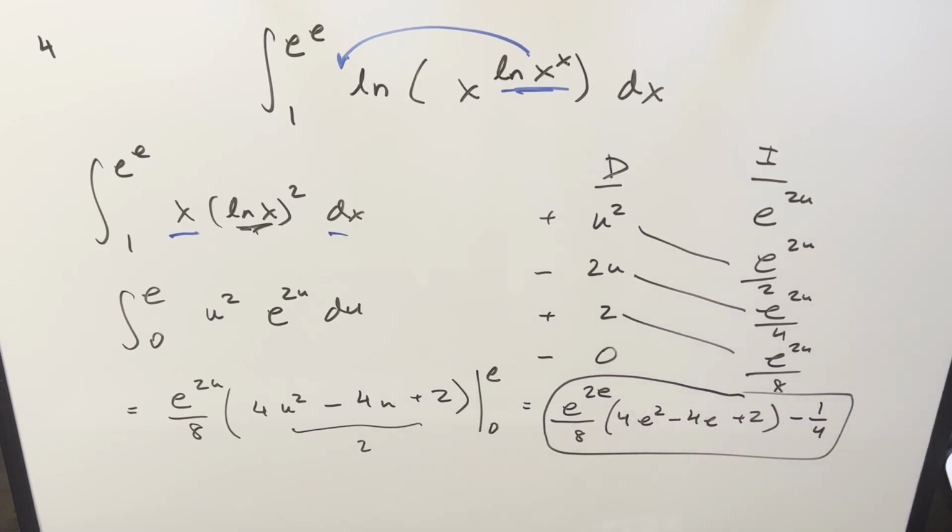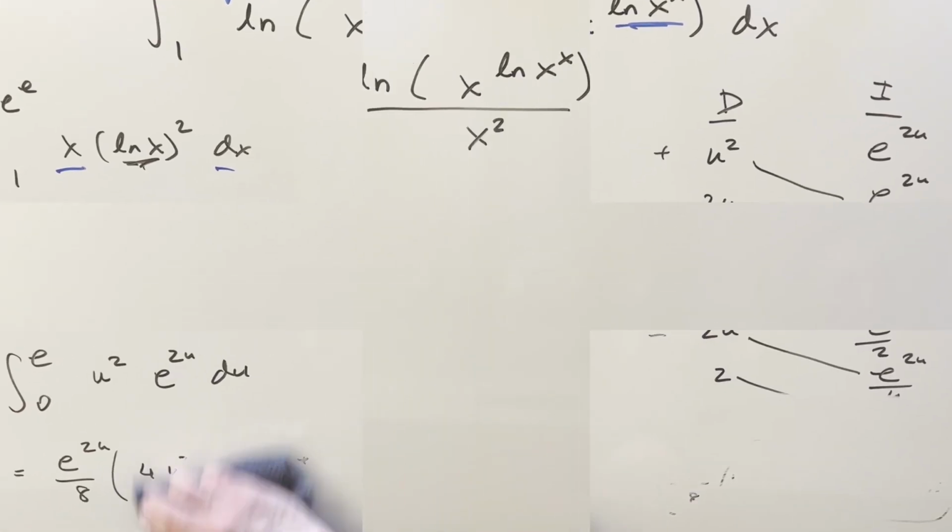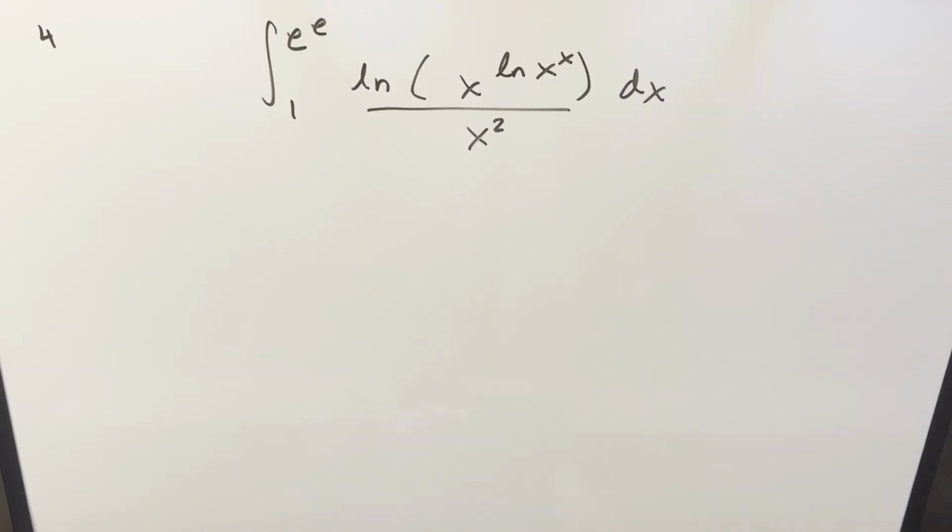That's it. Okay, so now what I'll do is go ahead and do the correct problem. Get rid of this guy. Okay, we have here an interesting integral from the MIT Integration Bee 2025, problem 4. We've got the integral from 1 to e to the e, natural log of x ln x to the x over x squared dx. And hopefully I copied it down right.